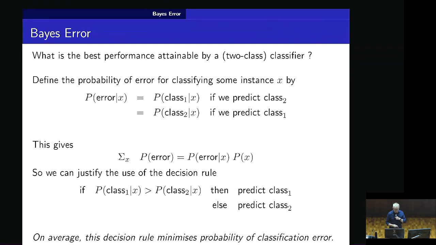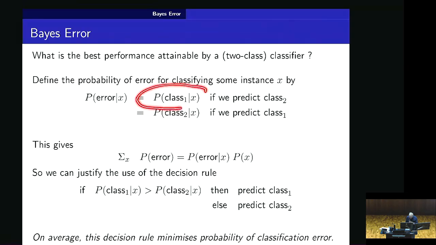And the Bayes error is the best performance attainable by, in this case, a two-class classifier. You can work through it for this framework, which we've been using. So what is this? It says the probability of error for classifying some instance x, it's kind of obvious, right? It says the probability of error given x is, well, if the class is the probability of class 1 given x, right? So in general, in real settings, you don't know this, but if you generate the data, you do know this because you generate the class, you generate the data using this conditional probability.